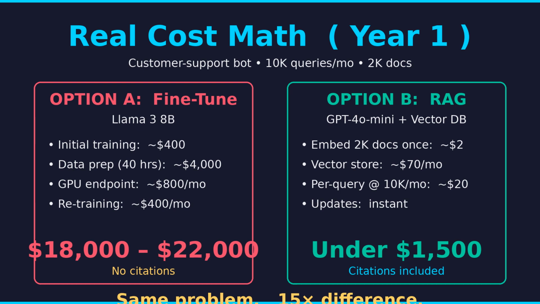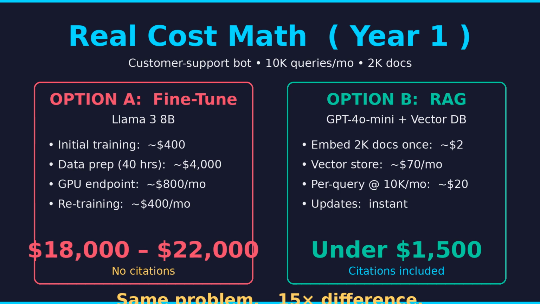Anything else? RAG. Concrete example. Customer support bot. 10,000 questions a month. 2,000 docs. Option A. Fine-tune Llama 3 8B. Initial training, about $400. Data prep, 40 engineering hours, about $4,000. Hosted GPU endpoint, about $800 per month. Retraining, another $400, often monthly. Year 1 total, $18,000 to $22,000.